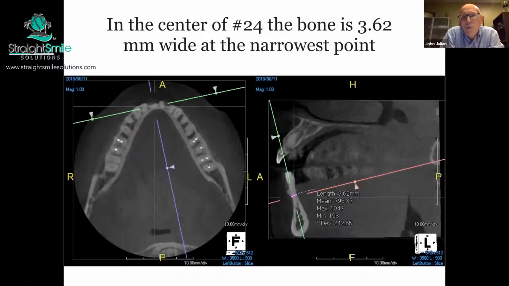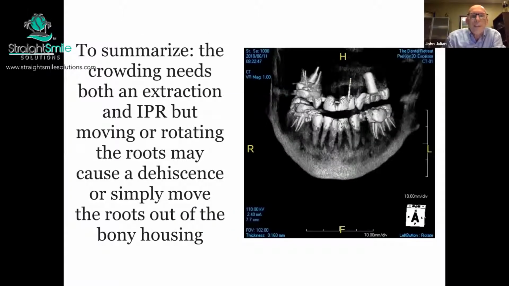In the center of 24, the bone is 3.62. Now we're doing all of this evaluation, numbers, just as an orthodontist would do to evaluate the arch length for the teeth, only we're evaluating the bony width. To summarize, the crowding needs both an extraction and IPR, but moving or rotating the roots may cause a dehiscence, or it may simply move the roots out of the bony housing.